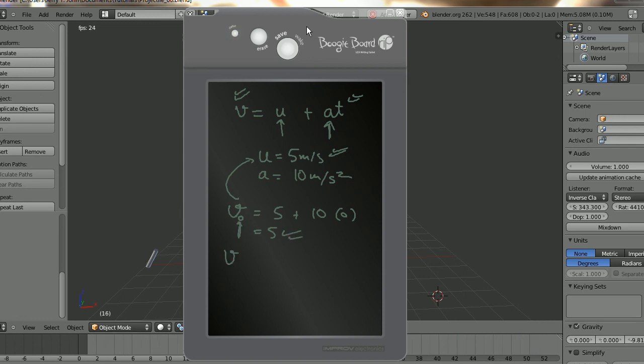Now let's add other times. At 1 second later, 5 + 10 × 1 is equal to 15 meters per second you're traveling at. And velocity after 1.5 seconds is 5 + 10 × 1.5, which is equal to 5 + 15, which is equal to 20. So it's a simple enough equation, easy enough to use.